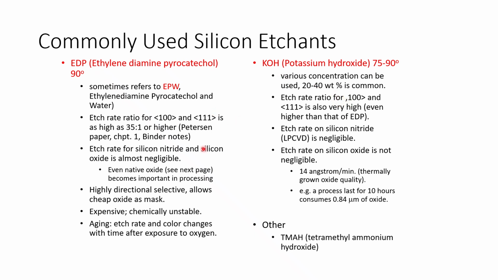It used to be that a lot of people use EDP because the etch rate ratio is very high. But nowadays, people have started to use KOH almost predominantly because EDP is an organic solution that have a very strong smell. So it might be difficult to dispose of environmentally.